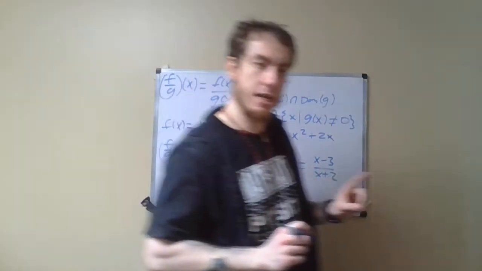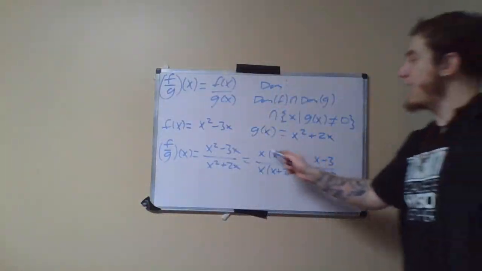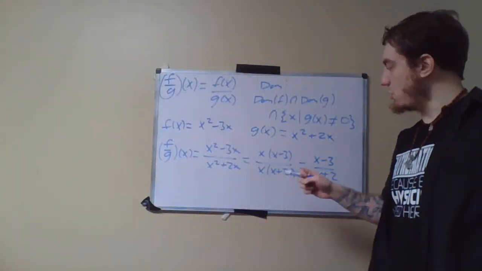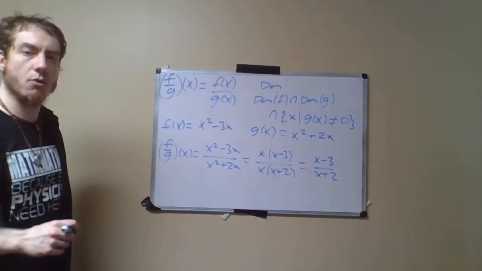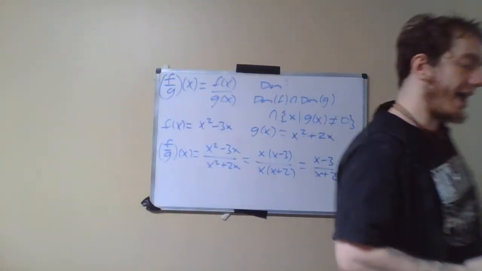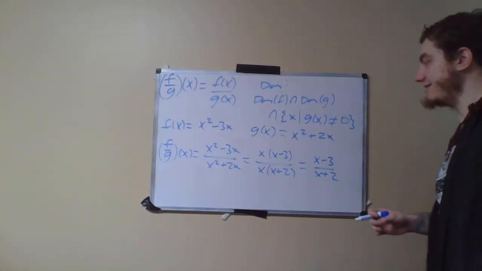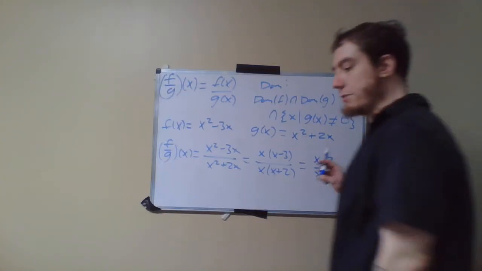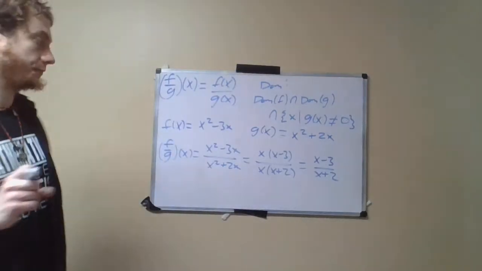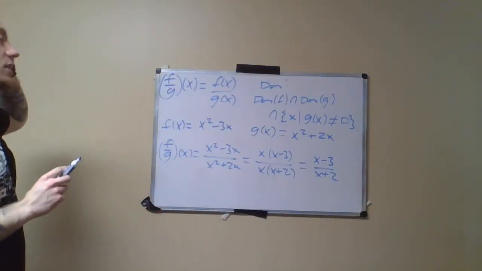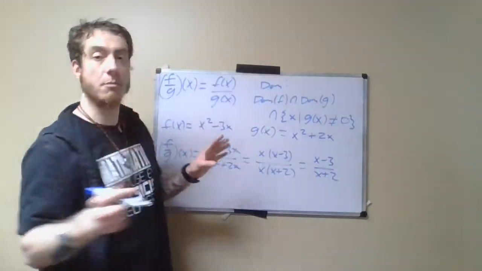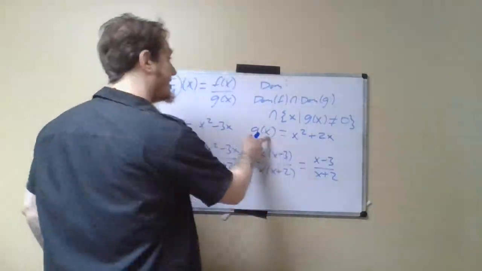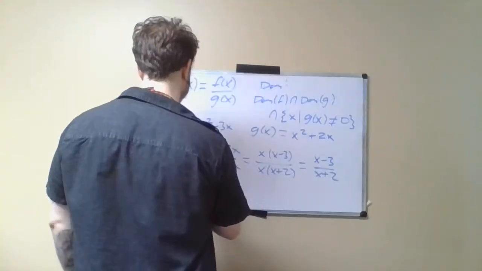The caveat here is I canceled these x's, which is really only valid if x isn't 0. So I need to throw out the possibility that x is equal to 0 right off the bat. Otherwise, it doesn't really work. And so what we need to do here, now in this case, the domain of f and the domain of g are all real numbers, so that's no problem. But I need to think about, where would this denominator be 0?